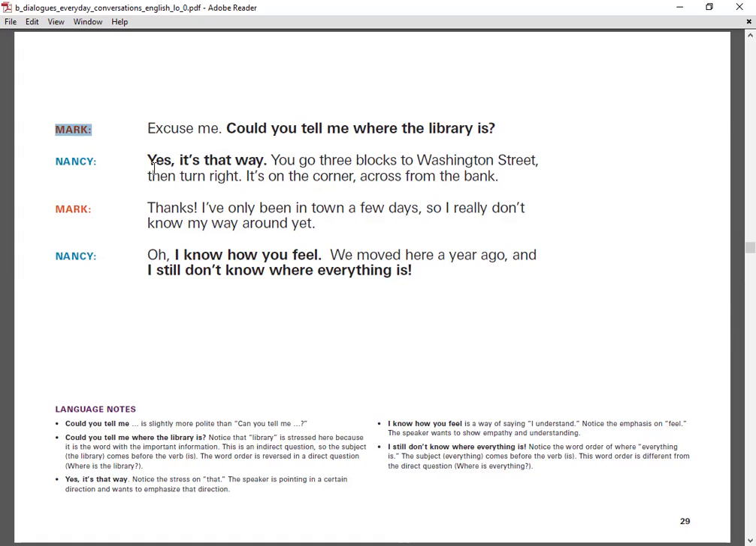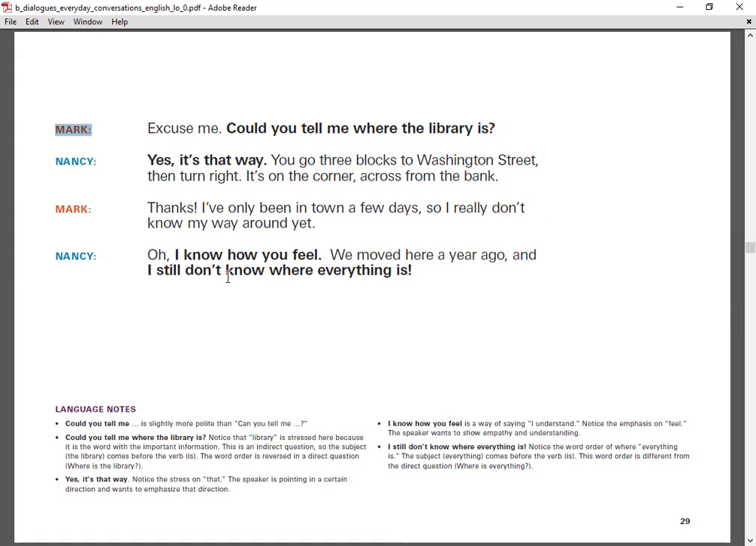Okay, he said yes, it's that way. You go there, you go 3 blocks to Washington Street, then turn right. It's on the corner across from the bank. Thanks. I've only been in town a few days, so I really don't know my way around yet. Oh, I know how you feel. We moved here a year ago, and I still don't know where everything is.